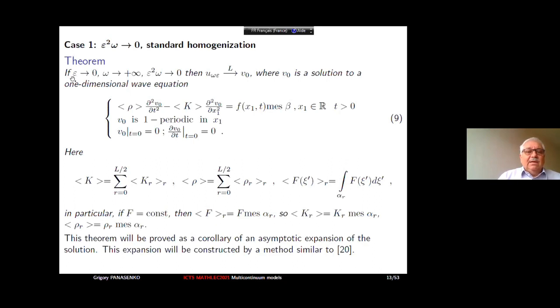that if epsilon goes to 0, omega goes to infinity, epsilon square omega goes to 0, then the solution is close to the solution of such one-dimensional in space problem, where V0 is the solution of the wave equation, periodic in X1, and with the initial conditions that are 0. The coefficients here are constant, and they can be calculated explicitly.